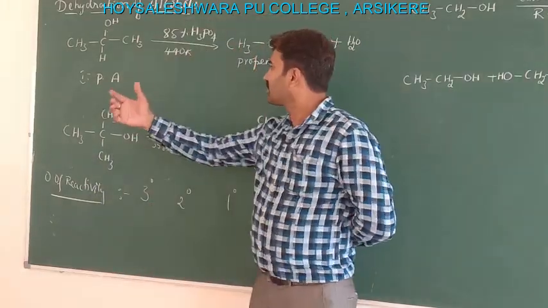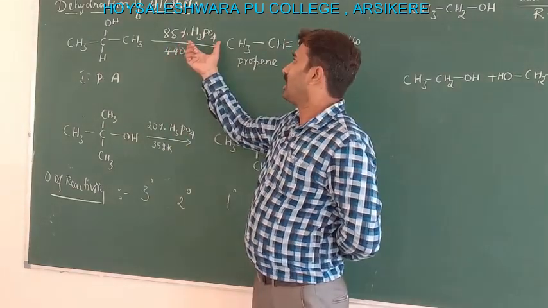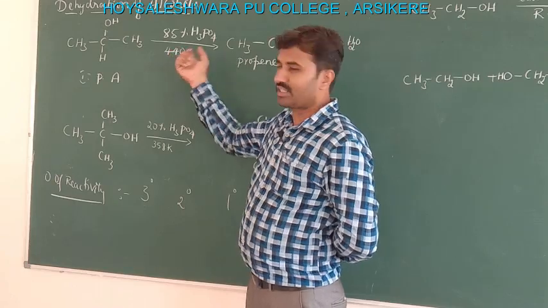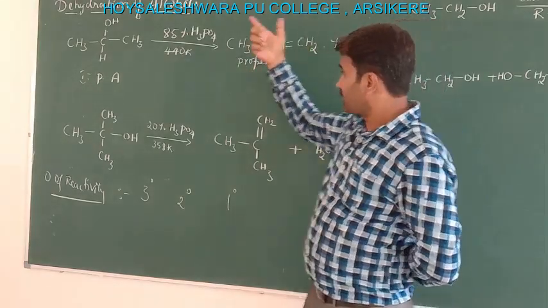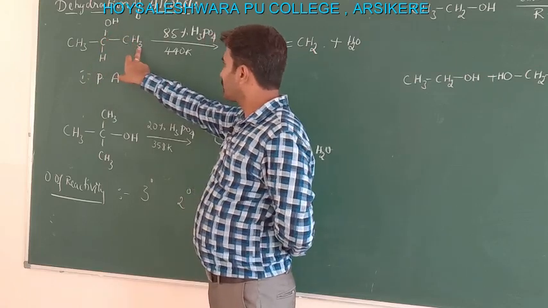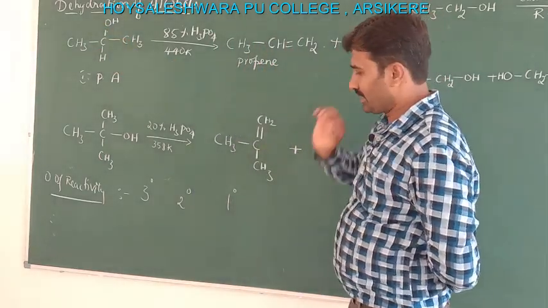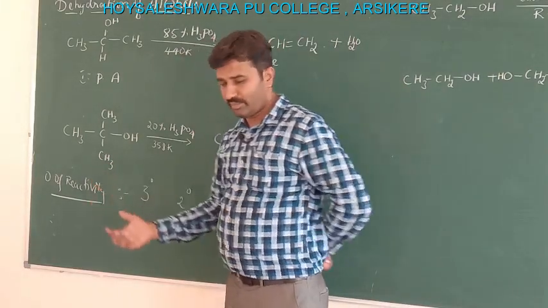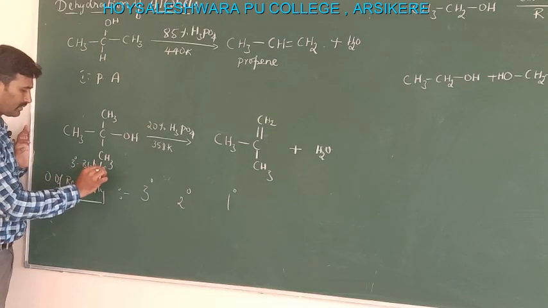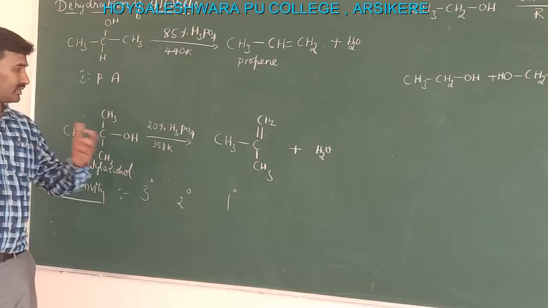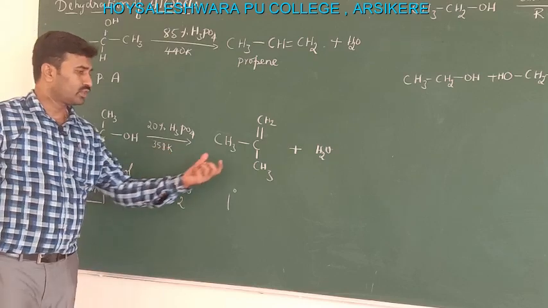See the example here. This is isopropyl alcohol, a secondary alcohol. Upon reacting with 85% phosphoric acid at a temperature of about 440 Kelvin, dehydration takes place to form propene, with elimination of hydrogen from this carbon atom and this OH. Next, another example: this is tertiary butyl alcohol, which reacts with 20% phosphoric acid at 358 Kelvin to form butene.